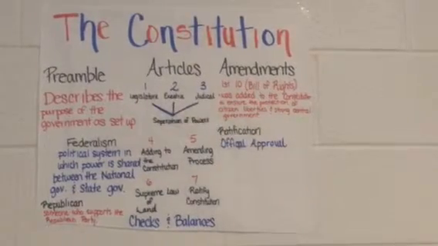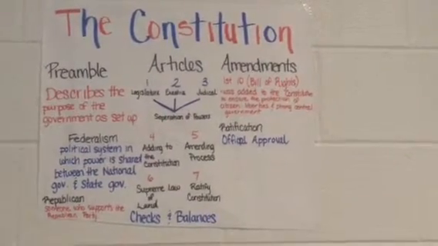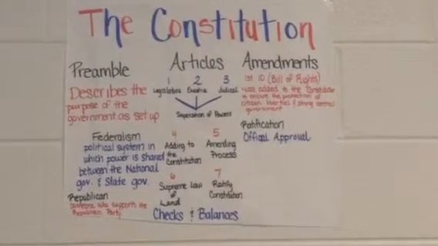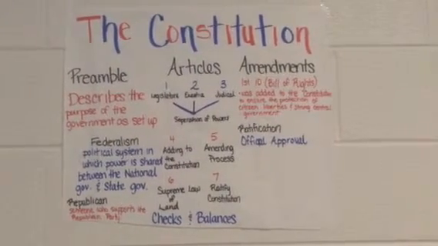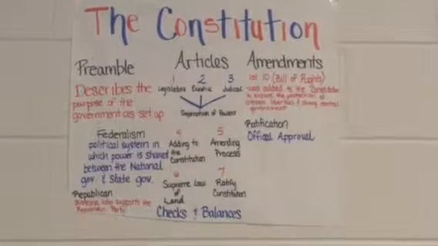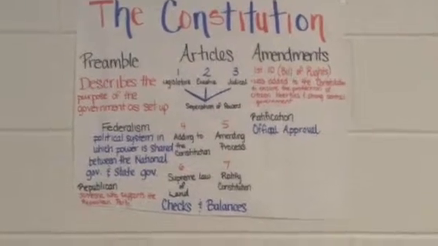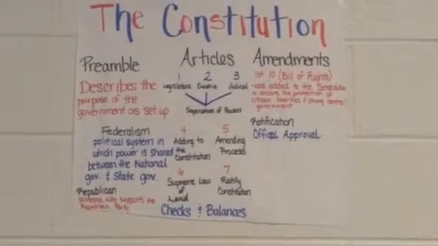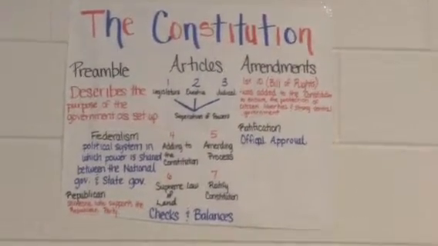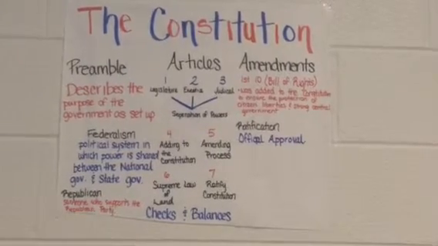Article 2, the executive branch. It's the branch with the president. The president has the power to veto a decision, which is to reject it, that the Congress makes. But if the president commits treason or does any wrongdoing, he can be impeached. To be impeached is a formal accusation of wrongdoing and removal from office.